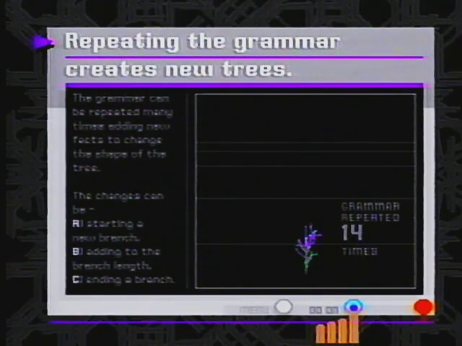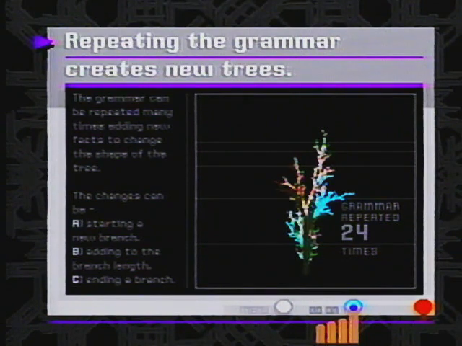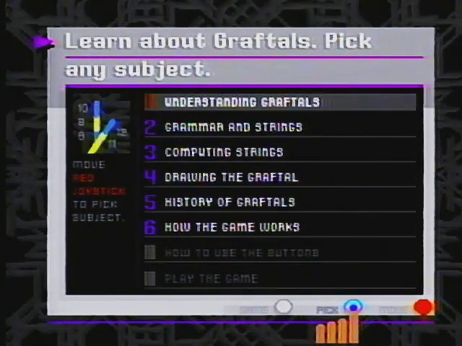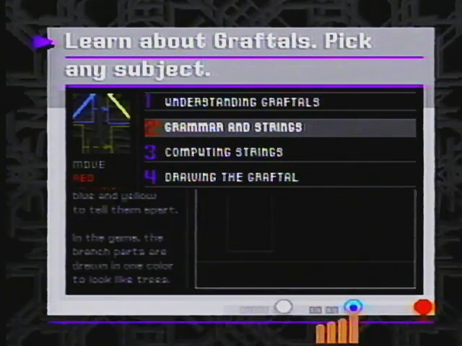Repeating the grammar creates new trees. Although the trees are similar each time a grammar is repeated, it changes the string and alters the shape to create the new tree. To learn more about how the grammar changes the string, let's look at number 2.